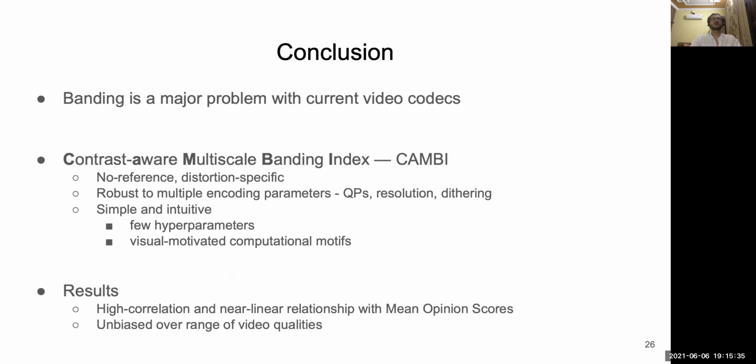In conclusion, I showed you that banding is a major problem with current video codecs. Contrast-aware multi-scale banding index, or CAMBI, tries to account for detection of these banding artifacts. It's a no reference and distortion specific metric. It's robust to multiple encoding parameters, and it's simple and intuitive. Finally, through our results, we showed that it had high correlation and a near linear relationship with mean opinion scores, and it's unbiased over a range of video qualities.